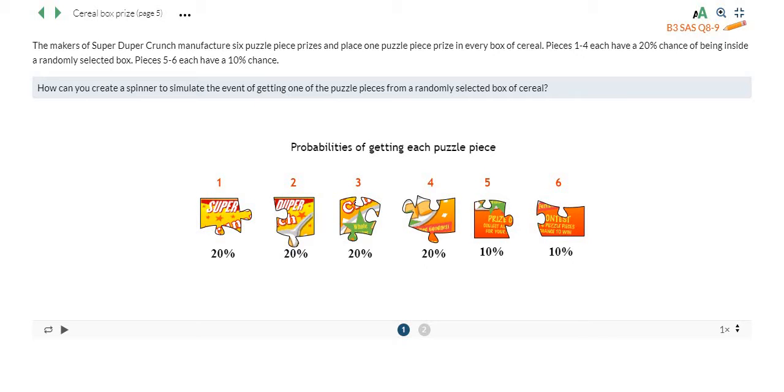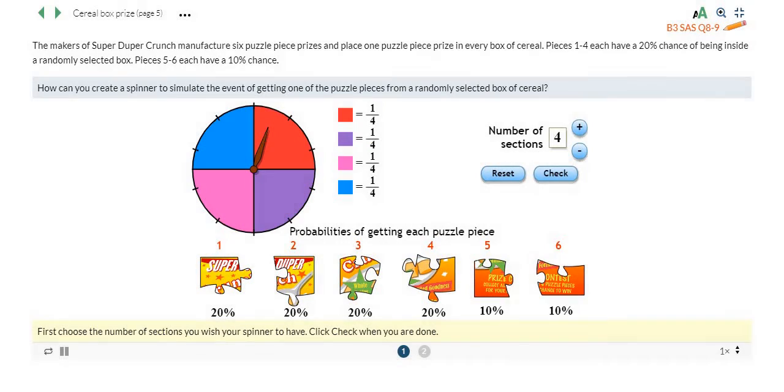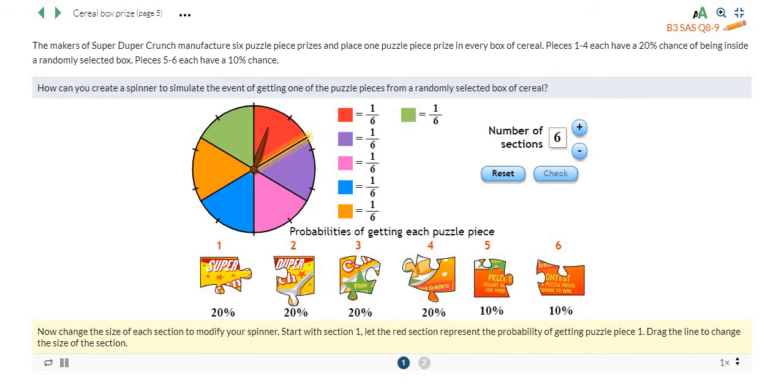Well, would a penny work? No. Because I need 6 sections, right? What could I use? A spinner. Well, given the hint that they give us on number 8, I'm probably going to have a spinner. How many sections need to be in the spinner? 6. Are they all going to be the same size? No. So you said I need 6 sections. And they're not all going to be the same size.